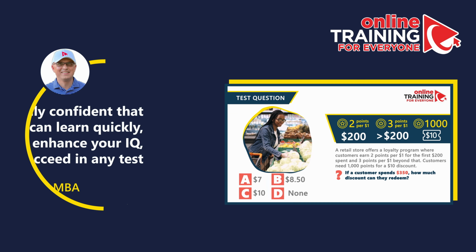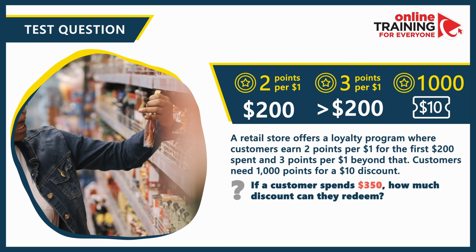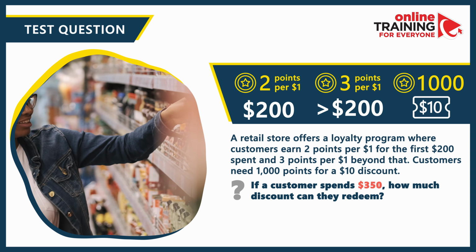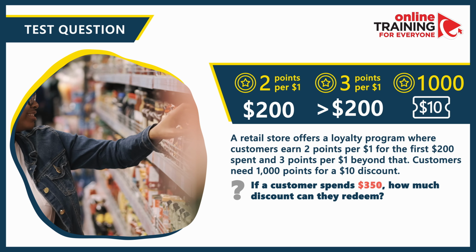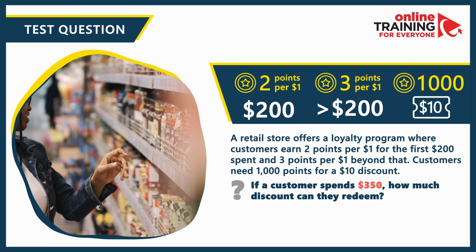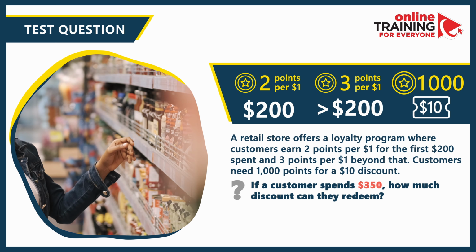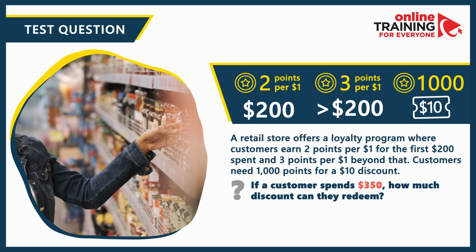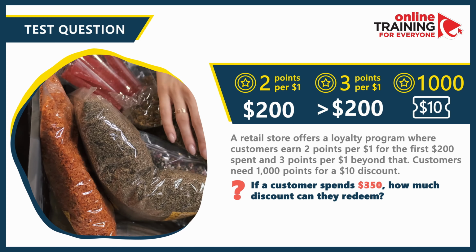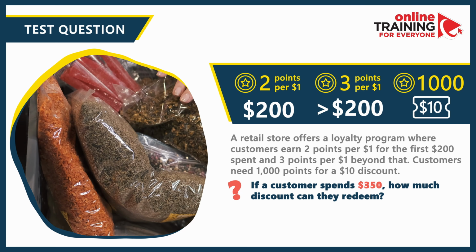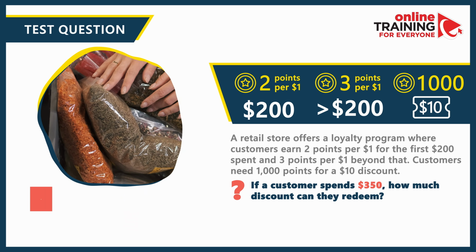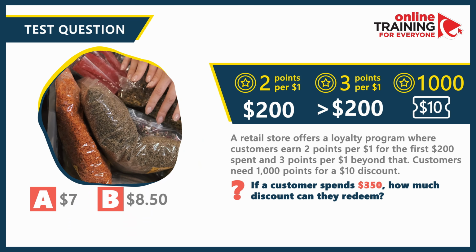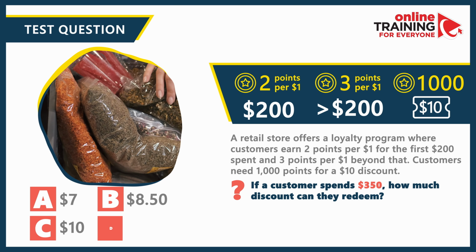Here's an amazingly cool question to boost your critical thinking abilities. A retail store offers a loyalty program where customers earn 2 points per every dollar on the first $200 spent, and they earn 3 points per $1 beyond that. Customers need 1,000 points to get a $10 discount. Here's the question for you. If a customer spends $350, how much discount can they redeem? Your choices for the answers are choice A, $7, choice B, $8.50, choice C, $10, and choice D, none.